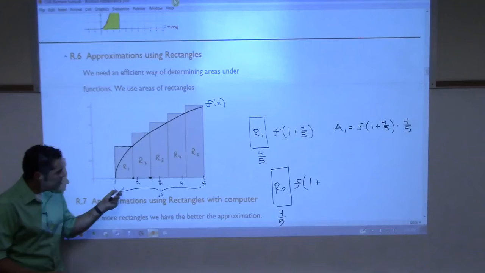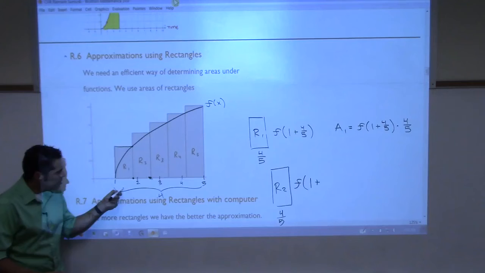Now, how many rectangles do we have? 5 of them. So shouldn't each of these be a fifth of that? Do you all agree that this should be 4/5? Yeah? Total width, 4, divided equally 5 times. So each one of these is 4/5 wide. Now the height is the part that's a little tricky.